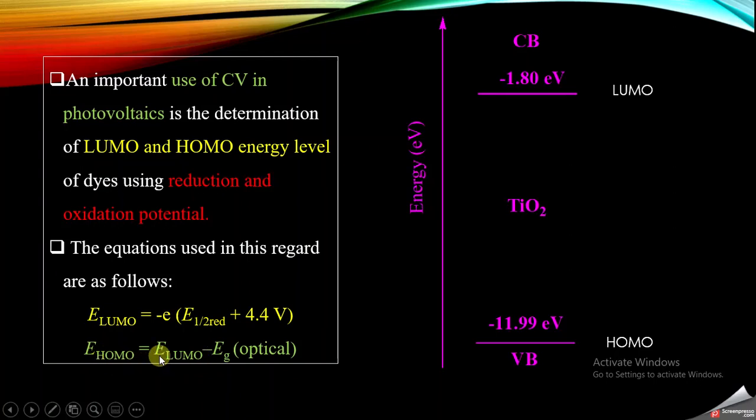E HOMO will be equal to the energy of the LUMO orbital minus E gap, which is determined from the optical absorption spectroscopy. E gap is actually the band gap of the material, and we will obtain it using the electronic absorption spectroscopy or UV visible spectroscopy. So here you use two techniques, the cyclic voltammetry and optical absorption spectroscopy, and these two techniques will give you the values of E HOMO and E LUMO.